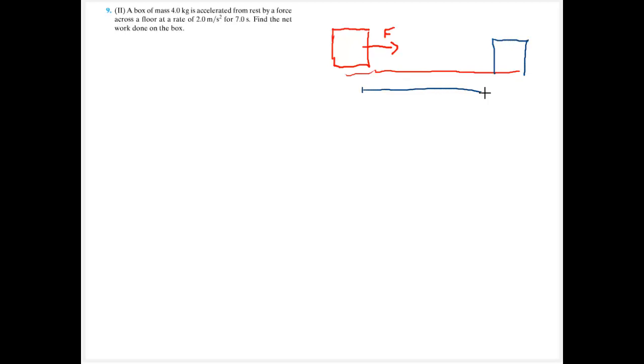This is actually 7 seconds according to that guy. And what I'm looking for is the net work done on this box. And I know that the net work is going to be equal to the net force multiplied by the distance that I pushed this box.